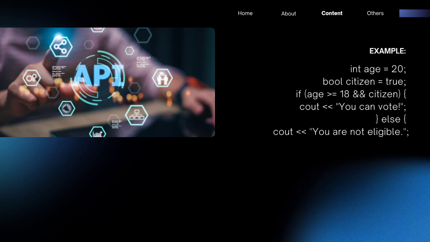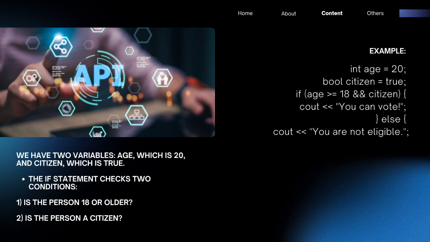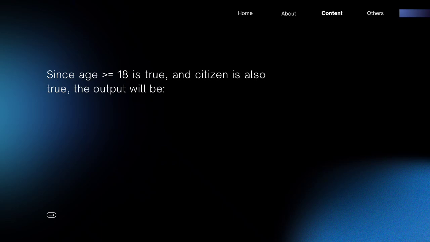Now, let's talk about what this code is doing. We have two variables, age is 20 and citizen, which is true. The if statement checks two conditions. Is the person 18 or older? Is the person a citizen? Both conditions are combined using AND, which means both must be true for the person to be allowed to vote. Since age greater than or equal to 18 is true and citizen is also true, the output will be shown.